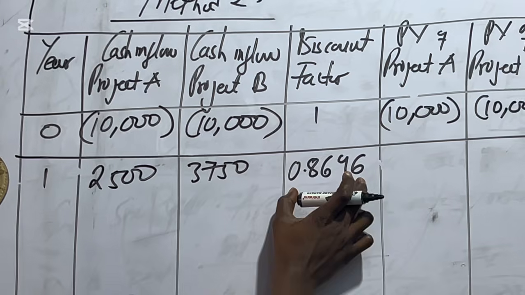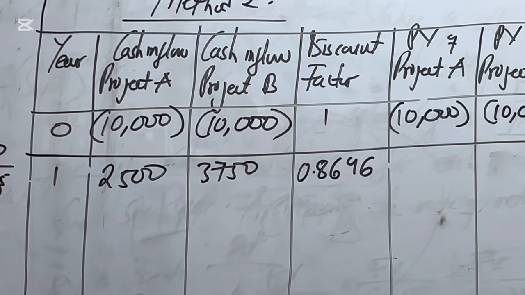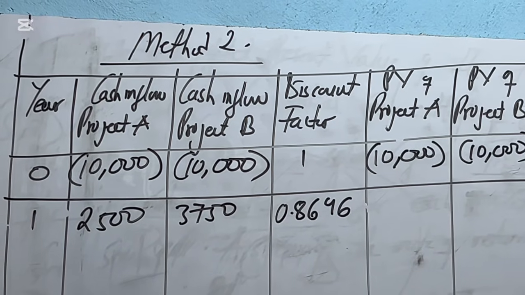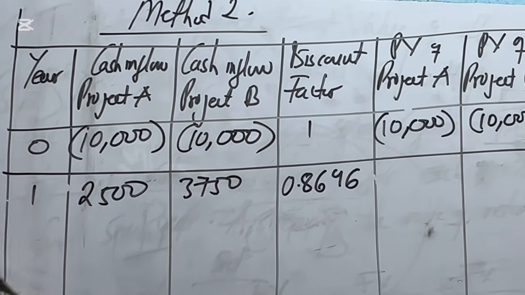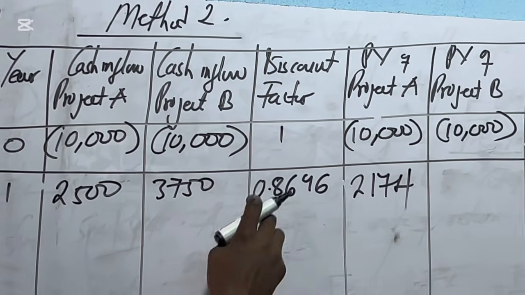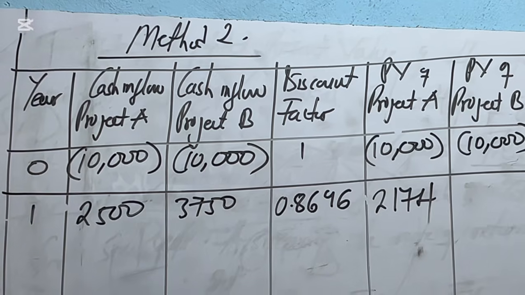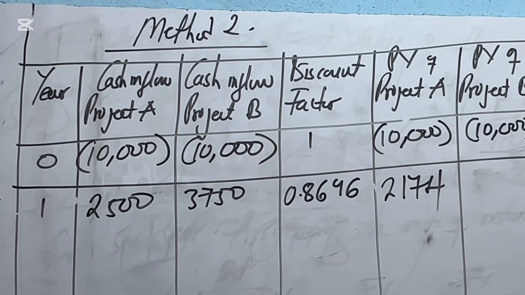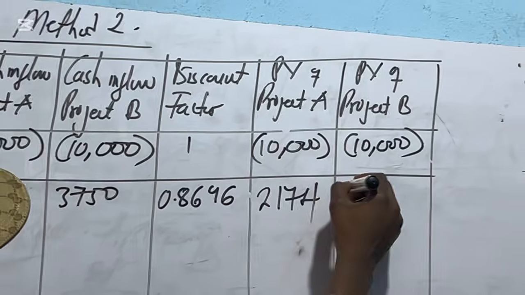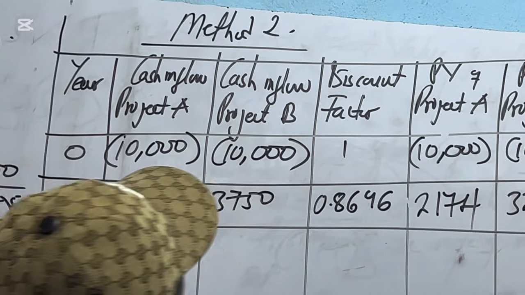Now we multiply this discount factor with this. So we have 2,500 times 0.8696, and that will give us 2,174. Then we multiply this by this: 0.8696 times 3,750, and that will give us 3,261. So we are done with year 1.